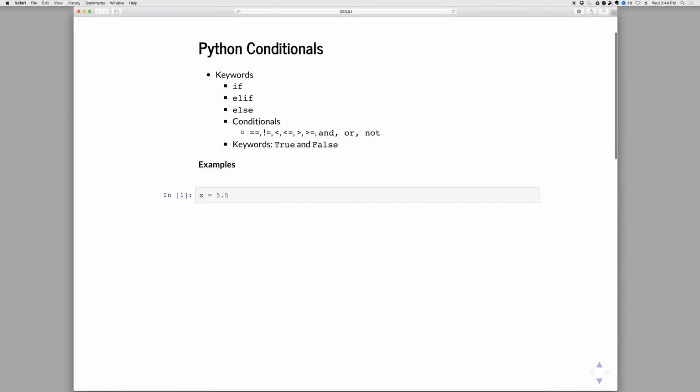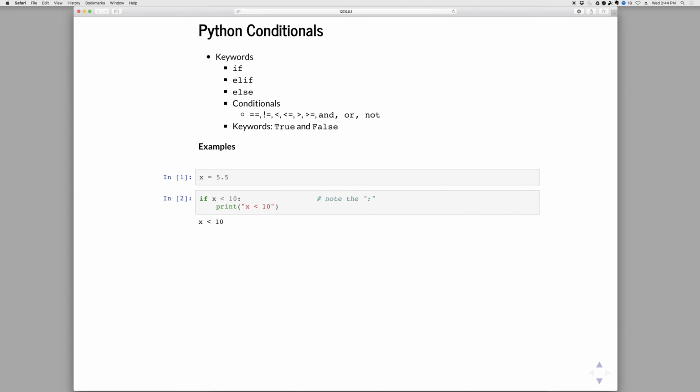As an example, suppose we have a variable x equal to 5.5. A simple if statement would be if x is less than 10, colon, then we do something. In this case, we print x is less than 10. So the key structure here is the statement if, and then we have a condition which will either evaluate to true or false, followed by a colon. If the statement evaluates to true, then we go inside and evaluate the contents of the if block, and if the statement evaluates to false, then none of the if statement is performed and we pass along as if nothing happened.